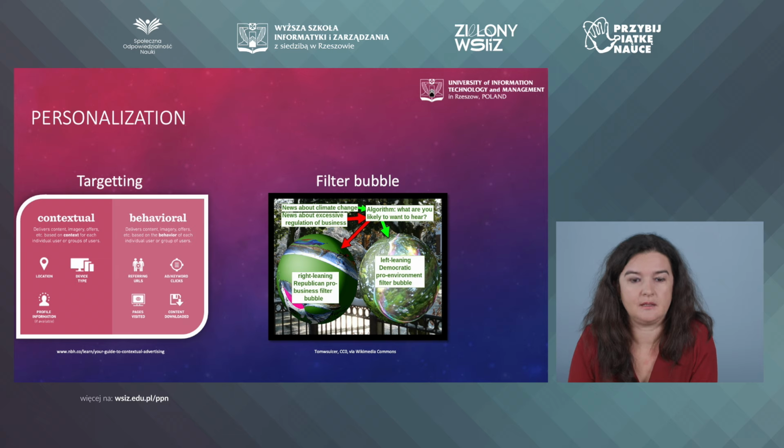Contextual targeting is an advertising technique where ads are displayed based on the content of a particular web page and the type of device and location of the user. Behavioral targeting, on the other hand, allows advertisers and publishers to serve relevant ads and marketing messages to users based on their web browsing behavior.